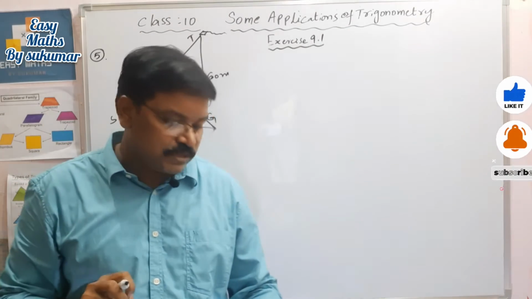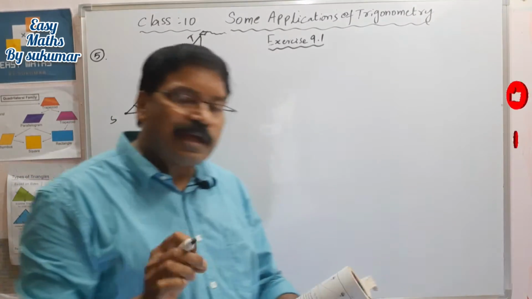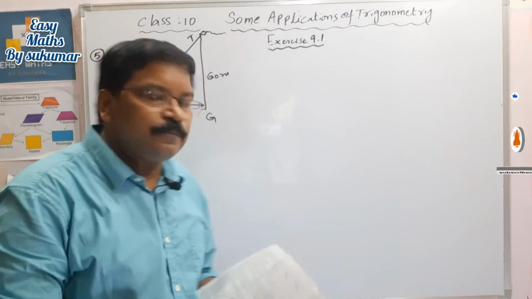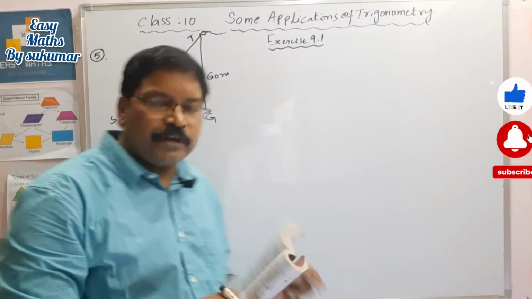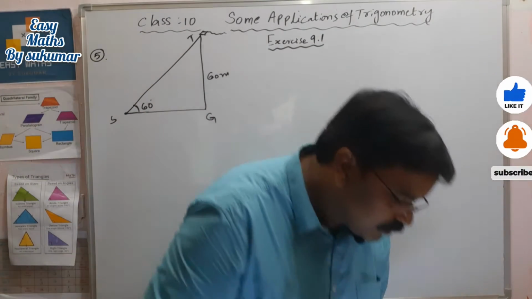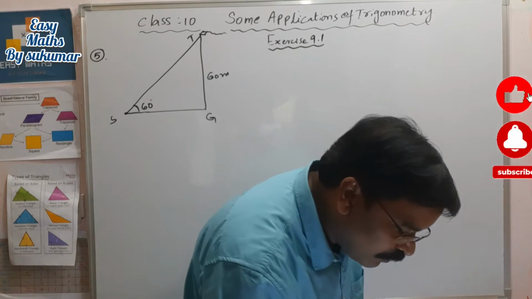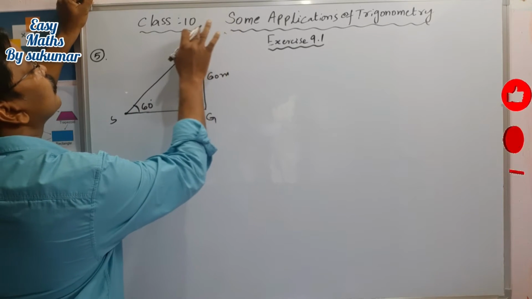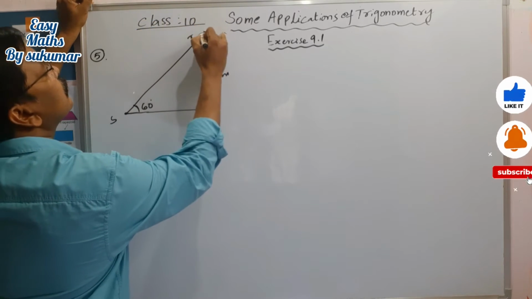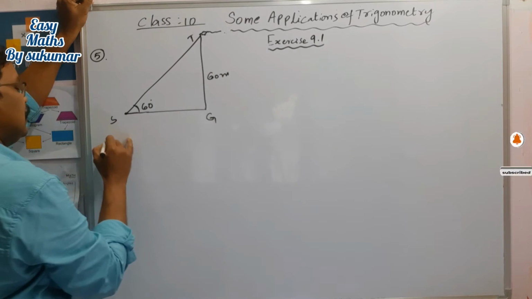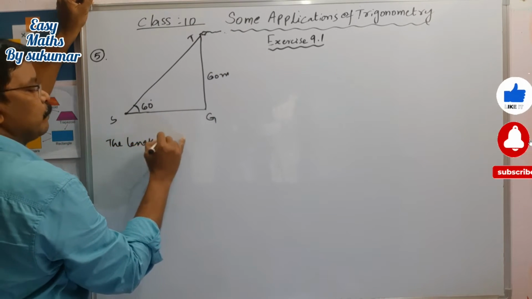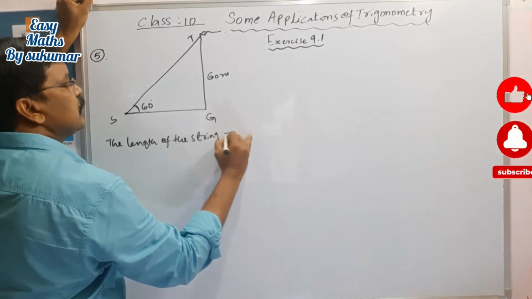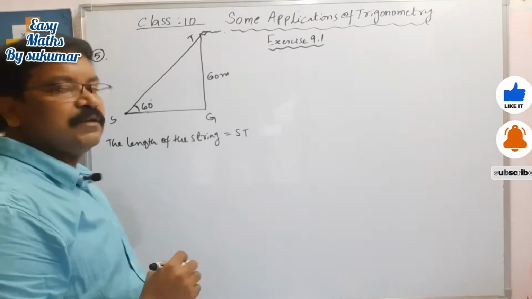Find the length of the string, assuming that there is no slack in the string. That means there are no slacks, it is tightly tied at the point on the ground. So here we have to find the length of the string. What is the length of the string here? Actually, this is the kite. The length of the string is equal to ST.